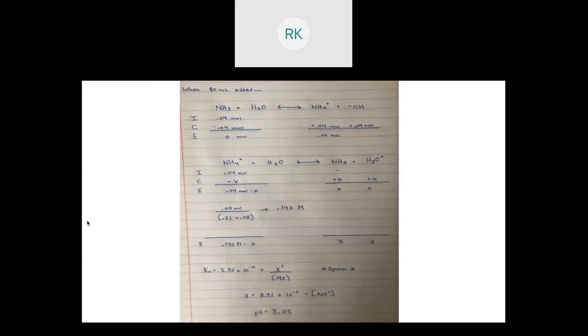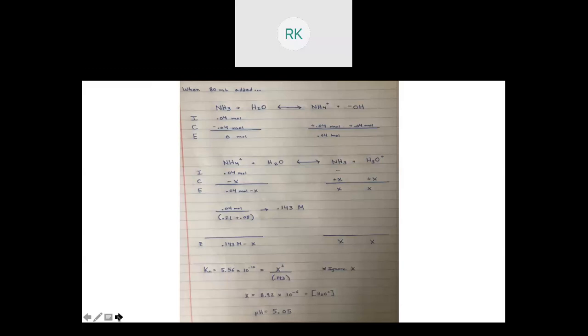And you'll notice I ignored X in the denominator, right? I made that assumption. If you go back and check, it's a valid assumption. And we solve for X and find that X, which is also equal to our concentration of hydronium, is 8.92 times 10 to the negative 6. So we take the negative log of this to find our pH, which comes out to 5.05. Okay? So again, pretty much anytime you're at the equivalence point, these set of steps will be valid to use.